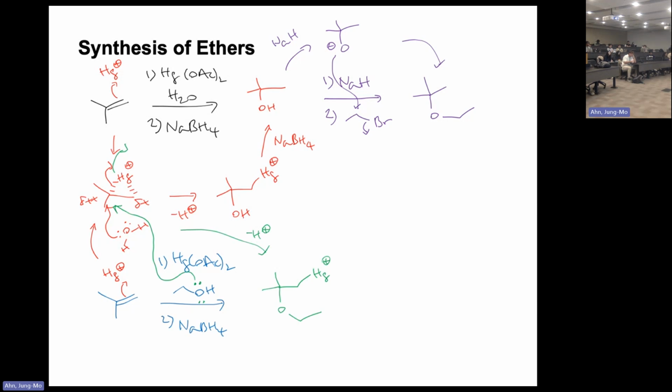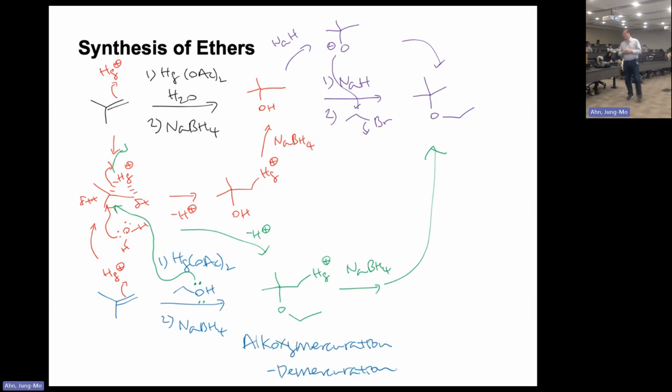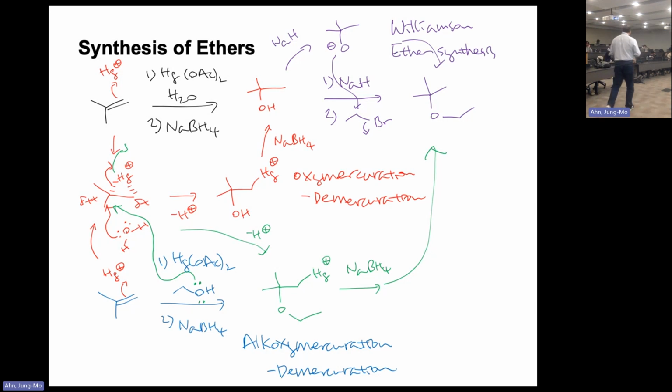You don't have to go through the Williamson ether synthesis this way. Of course, the mercury still has to be removed by the second step. The sodium borohydride reduces that, and you can produce the same thing by the alkoxymercuration, demercuration. And the former one is called the oxymercuration, demercuration. And then this one's called the Williamson ether synthesis. So things like that is what we have talked about.